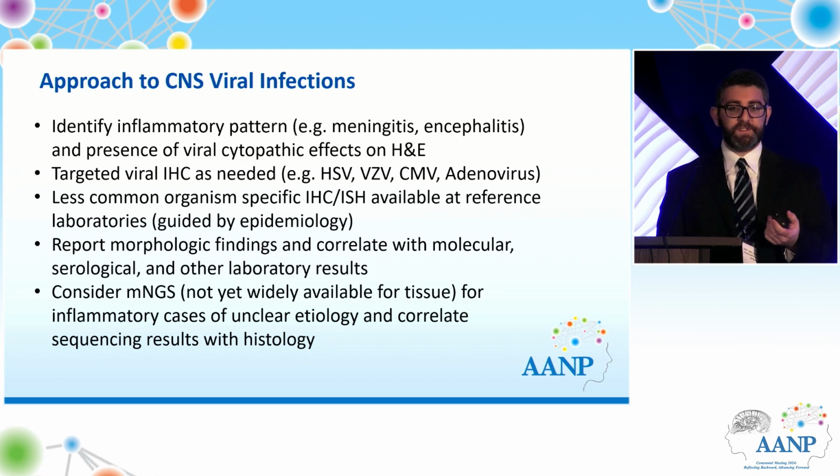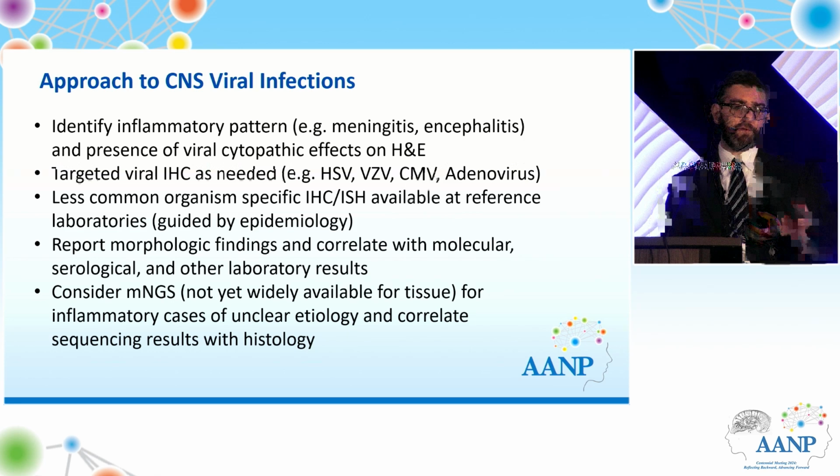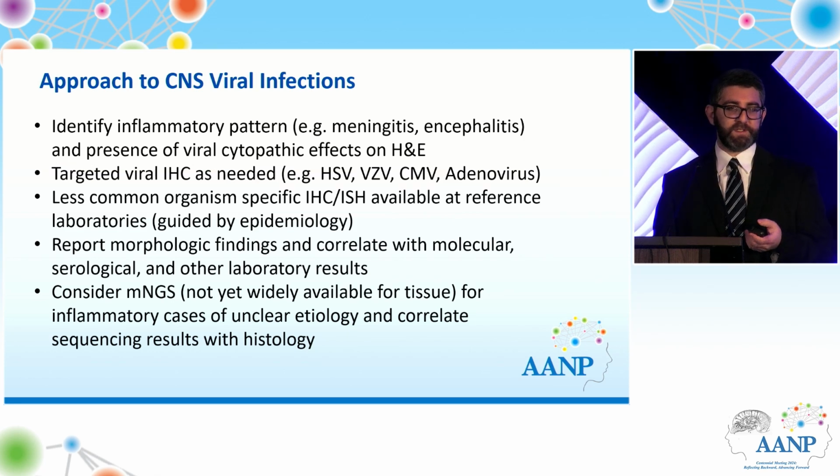All right, so our general approach to CNS viruses is to look for a pattern that's suspicious with encephalitis. Always there for all different types of viruses, and depending on how immunosuppressed the individual is, they may not show a great immune response. For some viruses, you'll see viral cytopathic effects, whether it's multinucleation, viral inclusions, but for a lot of cases, you won't. There are some commercially available, widely available antibodies that you all are familiar with, like HSV, VZV, CMV, adenovirus. But then there's many, many other viruses where it's not practical for every laboratory to validate them.